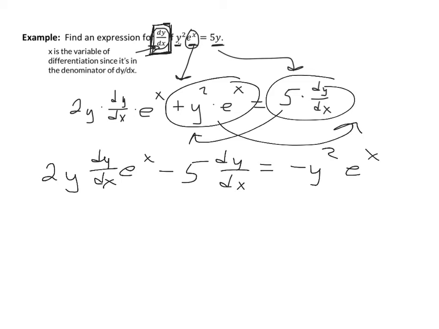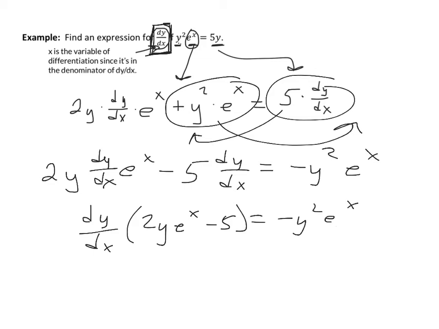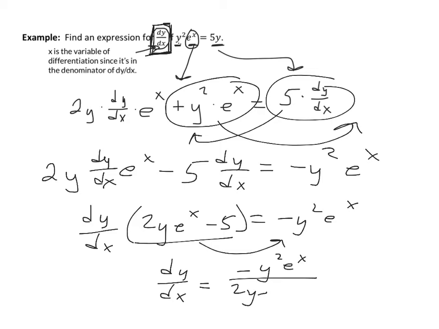Cool, yay. So now I'll factor out dy/dx. Remember, I want to get dy/dx alone. When I factor out dy/dx, I've got 2y e to the x minus 5 equals this stuff. And then finally, I can divide this over. I get dy/dx is negative y squared e to the x over 2y e to the x minus 5. And there it is. That's my derivative.